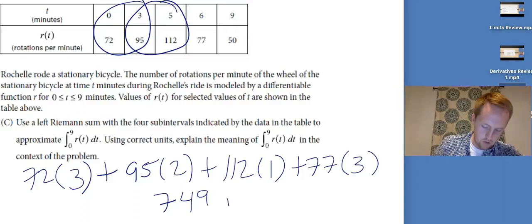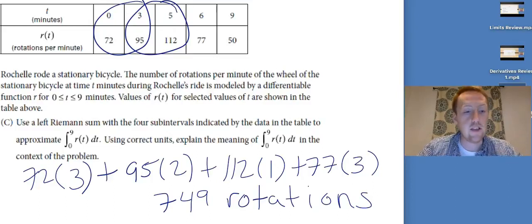749 rotations. So I recognize that this is a little computationally annoying, but I believe in you. You guys are great. You're going to be able to do that just fine. Okay, so there's part of the question.